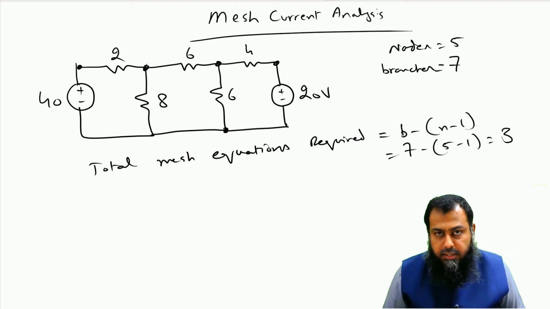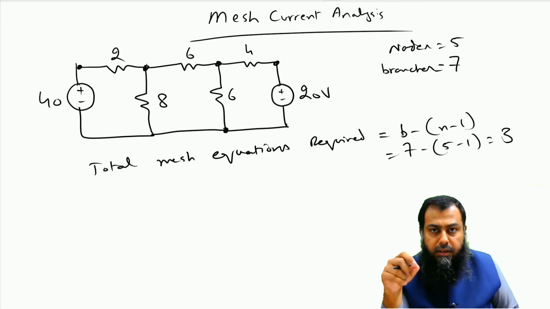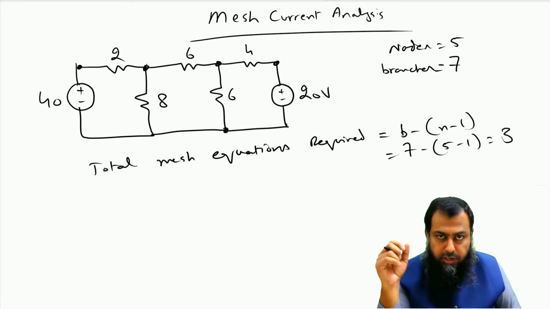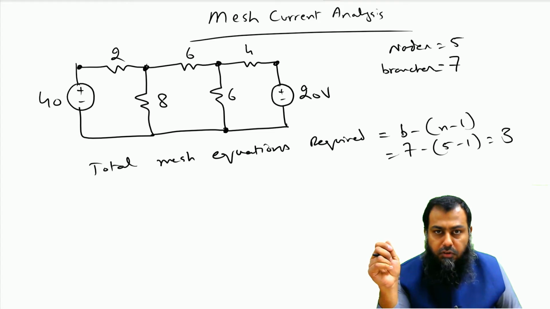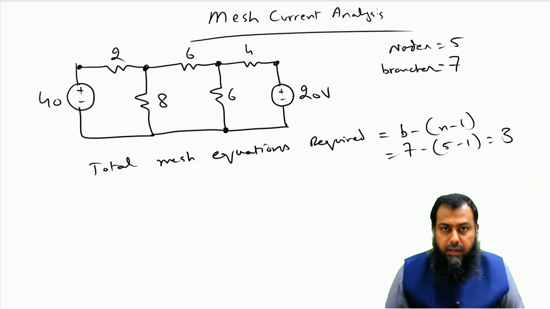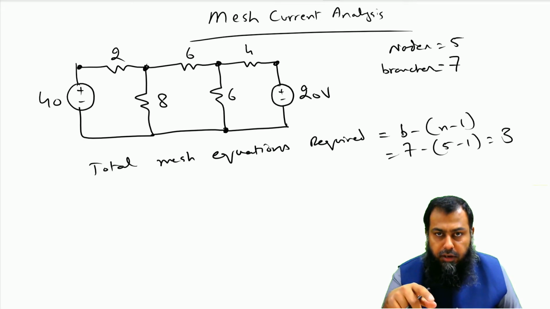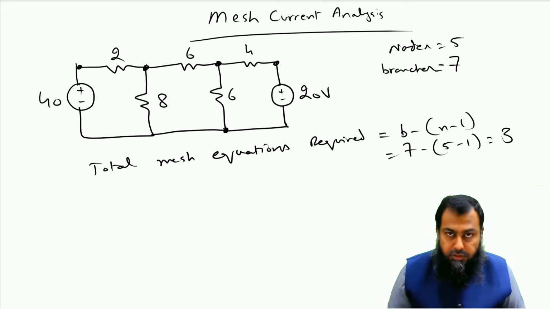The next thing is that just like the node voltage method, we have to adopt some uniform strategy to apply the conventions on this particular circuit. For example, number 1, we shall assume that all the mesh currents are flowing in a clockwise direction. Number 2, we shall apply the same principle that we used to designate the voltage rise and voltage drop in a given mesh of this circuit.